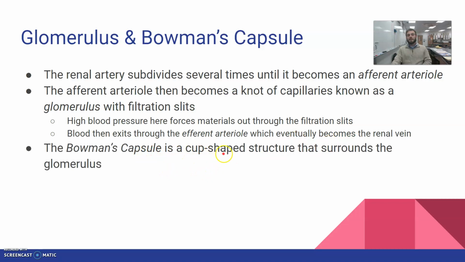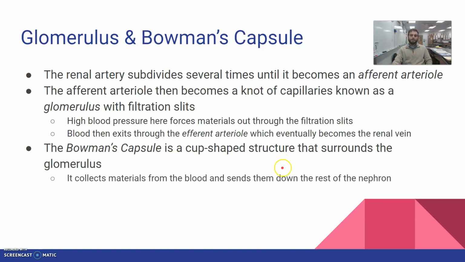Bowman's capsule is a cup-shaped structure that is going to kind of envelop the glomerulus. So if this is my glomerulus, sort of this tangled mass of capillary, this capillary bed here, Bowman's capsule, usually we're going to draw it as a C shape, but really it's going to be a little more three-dimensional of a C shape, so more like a cup shape around that glomerulus to catch those materials coming out.